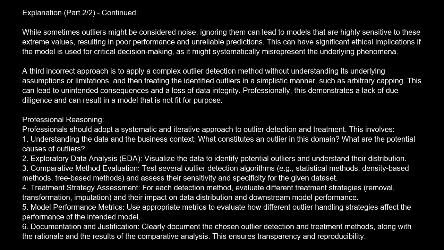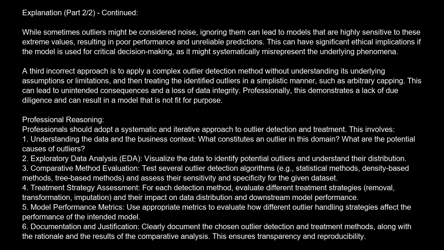3. Comparative method evaluation. Test several outlier detection algorithms, e.g., statistical methods, density-based methods, tree-based methods, and assess their sensitivity and specificity for the given dataset. 4. Treatment strategy assessment. For each detection method, evaluate different treatment strategies, removal, transformation, imputation, and their impact on data distribution and downstream model performance.